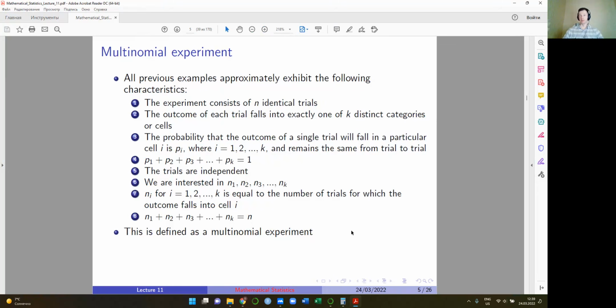So the experiment that ends up in one of k qualitative or categorical categories, or cells. And the multinomial experiment is a generalization of the binomial experiment. So the binomial experiment is the experiment when we have 2 outcomes. Exactly what I was asking you.